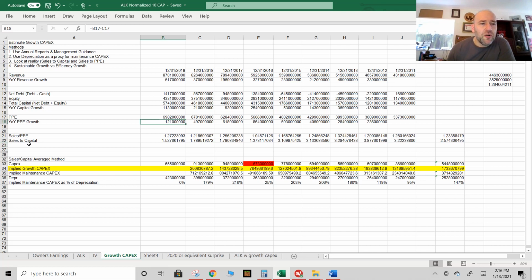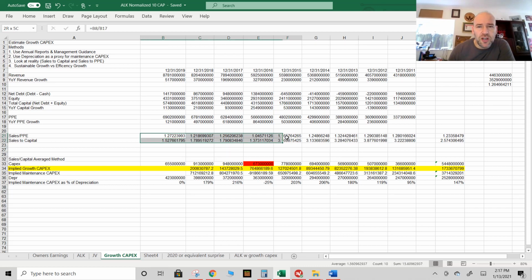So the first thing that I did is I created two ratios: sales to property, plant, and equipment, and sales to capital. So I'm going to use the total capital in the business at the time, and the total sales in the business during that year, divided by the total property, plant, and equipment. So I took right here, as you can see, B8, which is revenue, divided by B17, which is property, plant, and equipment. So in 2019, I got this much revenue off of this much property, plant, and equipment. So for every dollar in property, plant, and equipment, I got $1.27 in sales.